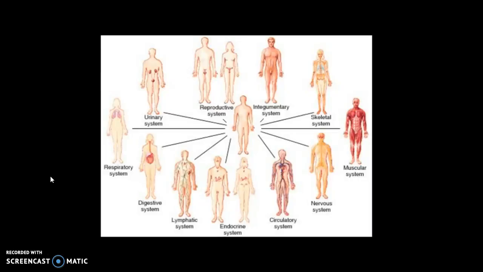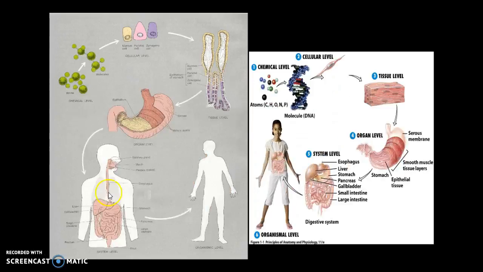So here's just a general diagram of each system, and it kind of gives you an idea of the organs that make up each system. So this is just for general knowledge. Here is showing the levels of organization from simple, the chemical level, to complex. So we start with atoms, which make up molecules. Molecules make up cells. Cells make up tissues. Tissues make up organs. Organs make up systems. And systems make up the organism as a whole.